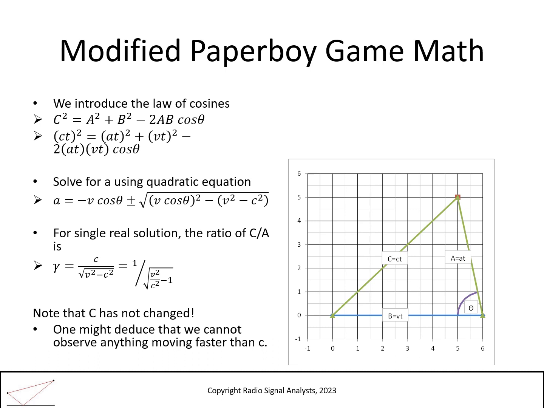We'll make use of the law of cosines. Pythagoras' theorem is included in this math if we let theta equal 90 degrees. We note that while the paperboy is now allowed to move faster than c, the man on the porch might only see him moving with speed c, and yet the paperboy has traveled much farther in the allotted time. Is this how time dilation works?